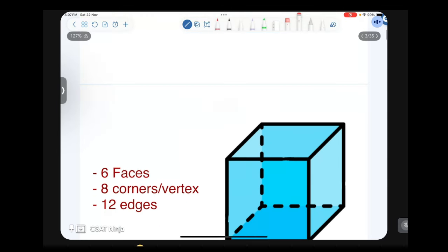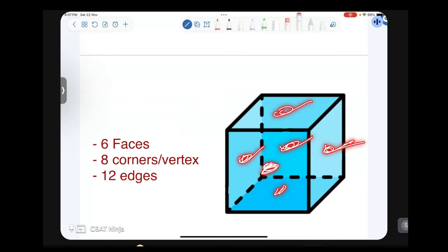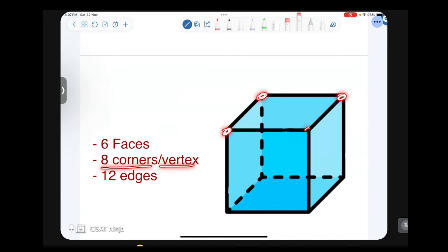But before that, let's try to understand the cube first. What do we mean by a cube? How many sides are there? We all know every cube has six sides: front, back, side, top, bottom. One, two, three, four, five, and six. There are six sides, or we can also say six faces. And there are eight corners: one, two, three, four, five, six, seven, and eight.